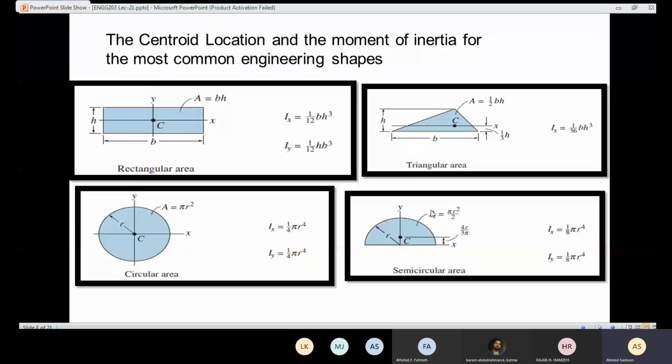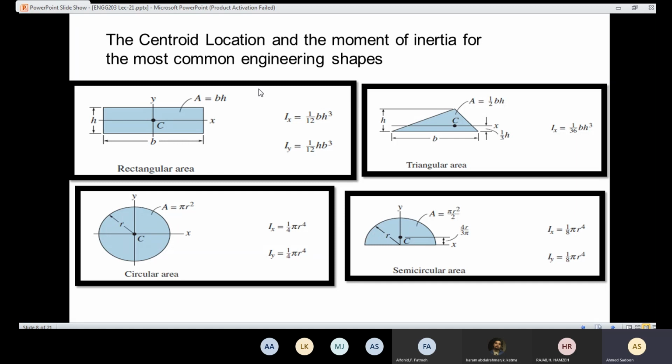So let's get started. We discussed in the previous lecture how to determine the moment of inertia for common engineering shapes. We solved a problem for a rectangle and also for a triangle. We learned how to determine the moment of inertia for a rectangle and for a triangle. Now we are going to use the moment of inertia for the most common engineering shapes in order to determine the moment of inertia for composite area.